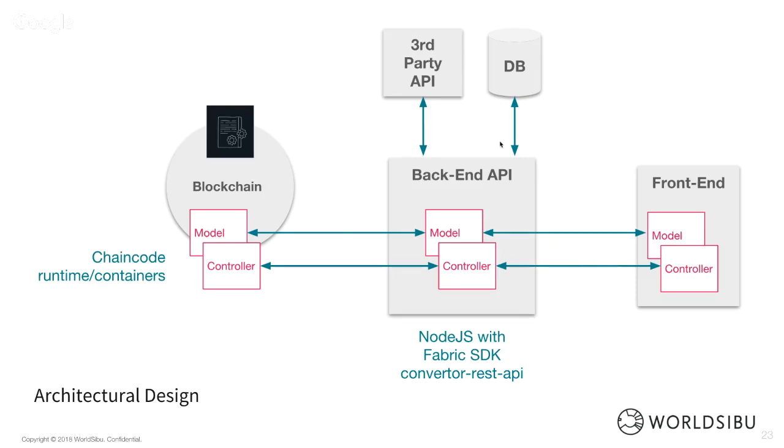As with any other backend application, you can still consume any third-party APIs or any other external database that you have for your use case. Using Convector or doing a blockchain application doesn't limit what you can do on your backend application. So this is pretty much what it looks like in real life.